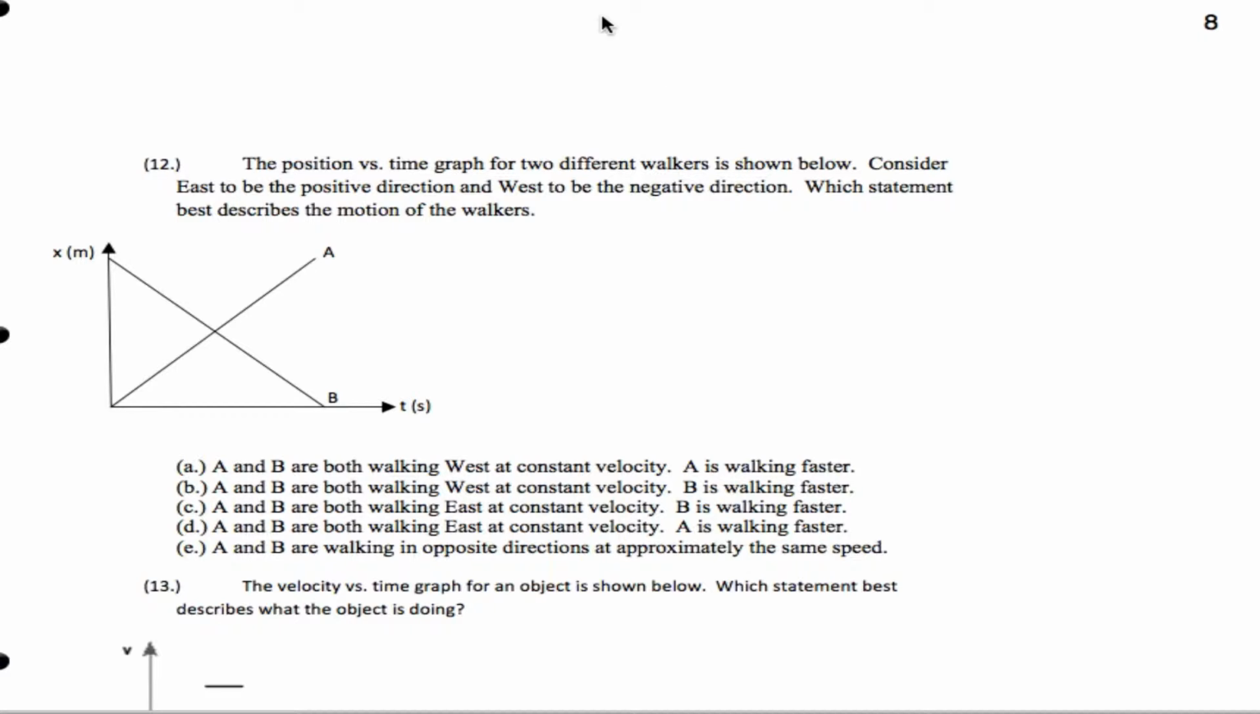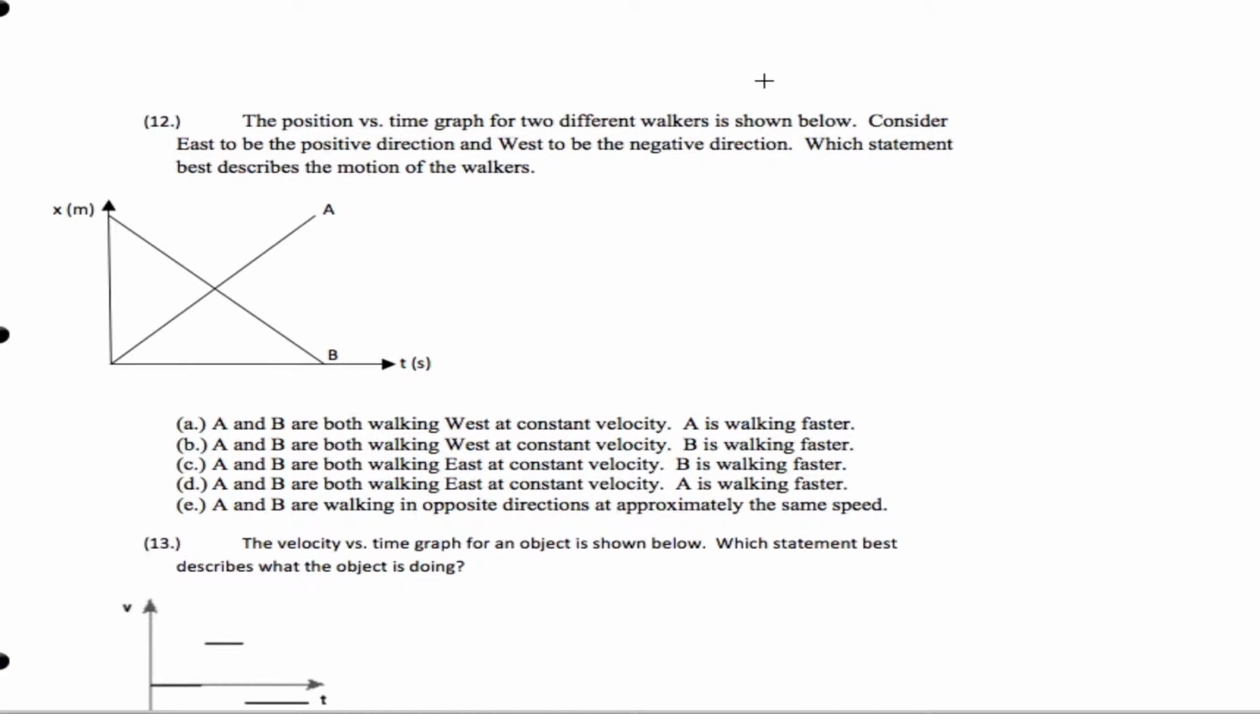Question number 12. The position versus time graph for two different walkers is shown below. We're going to say east is positive, west is negative. Well, A has a positive slope, which means it's moving east. B has a negative slope, which means it's moving west. And when I look at the value of the slopes, they appear to be equal, so we can say the speed is the same.